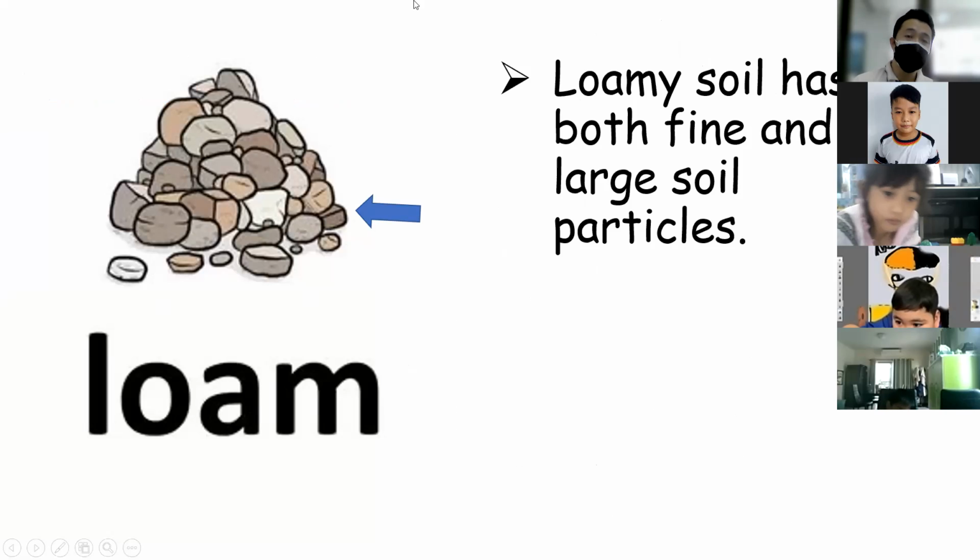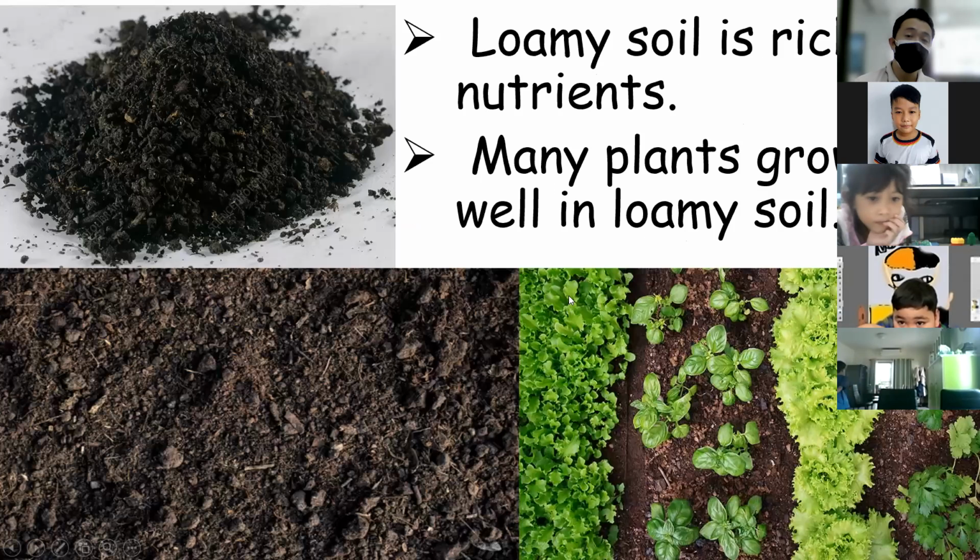Look at the particles. Some are small. Look at this. Some are small. This one, small. I will only point. And some are big. Okay, so that means this kind of soil is good. Why? Because it is mixed with sand and clay. So loamy soil is rich in nutrients. Many plants grow well in loamy soil.